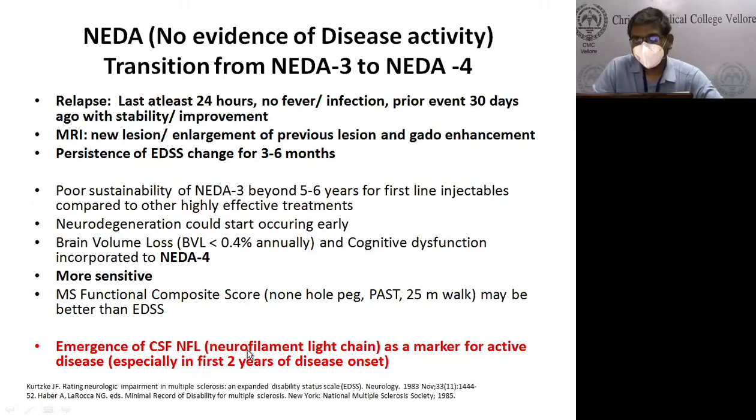It's very important, from a neurochemistry perspective, to know that there are novel biomarkers which are emerging, like the CSF as well as the serum neurofilament light chain, which is a marker for active disease. There are clinical scores also, which we'll come to in a subsequent slide. But if a CSF neurofilament done within the first 2 years of disease is able to indicate that this is a marker for active disease, this patient might benefit from higher efficacy treatments very early into illness.